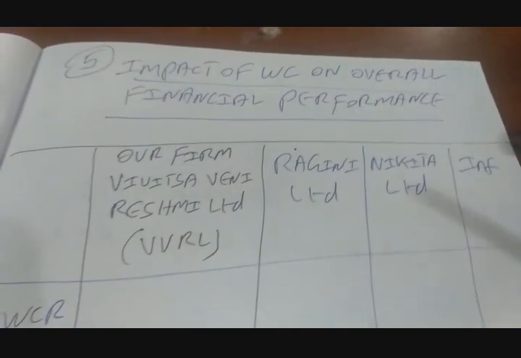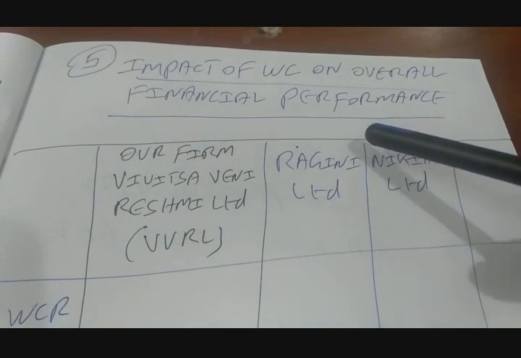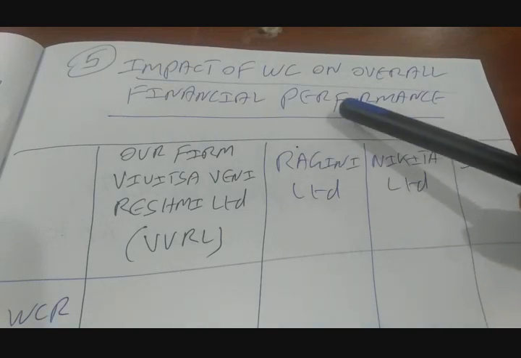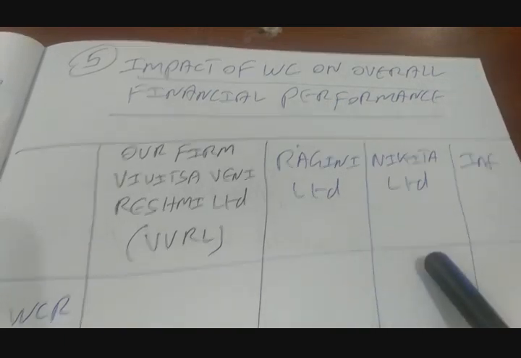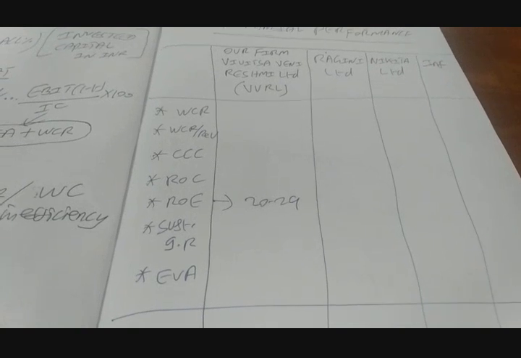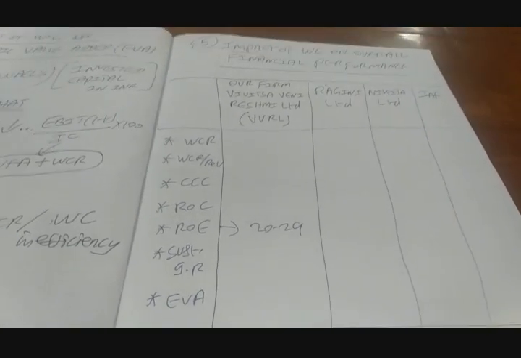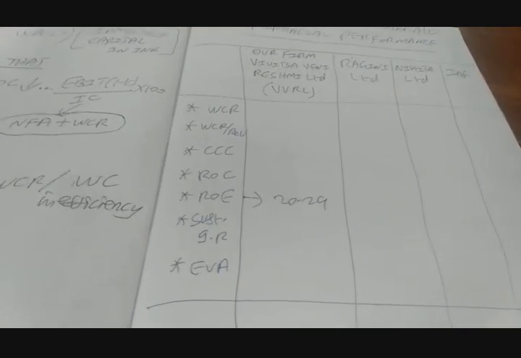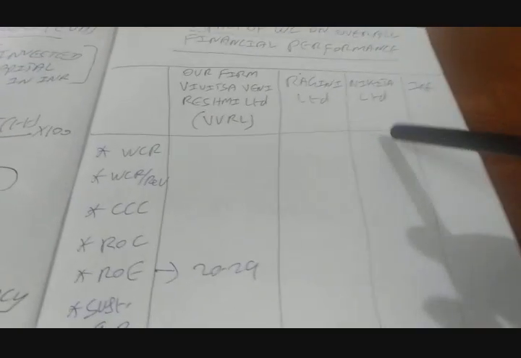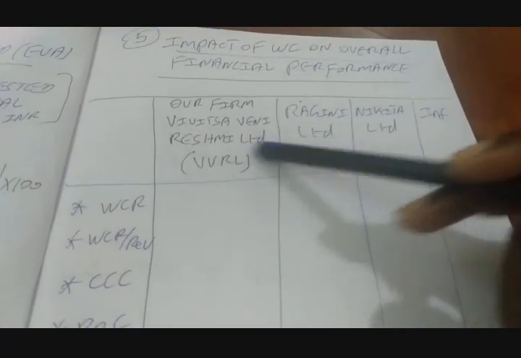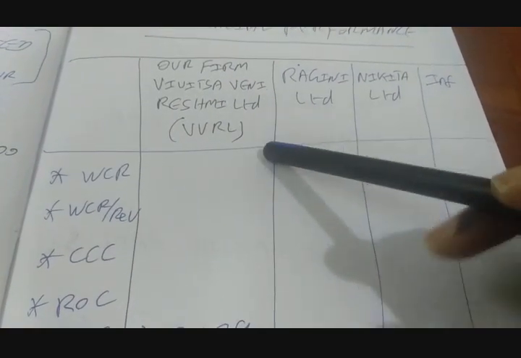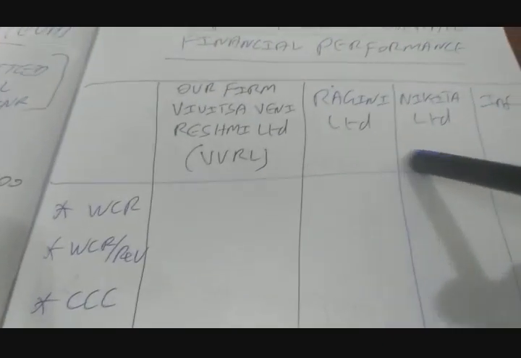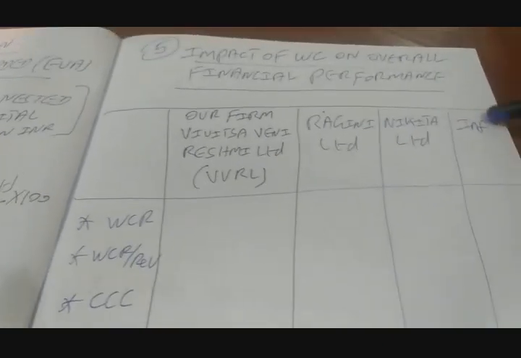I take you to the last question of this model, wherein we want to know what is the impact of working capital on overall financial performance of firms, right? So wherein we are going for a benchmarking, right? So far what we have done is whether we have done better compared to our earlier performance, because we have taken a kind of time series analysis. Here what we are interested in doing is a cross-sectional analysis, wherein our firm, let us consider that to be VVRL, Vivitsa Veni Reshmi Limited, is compared with Ragini Limited as well as Nikita Limited.